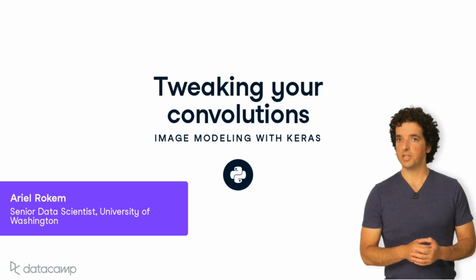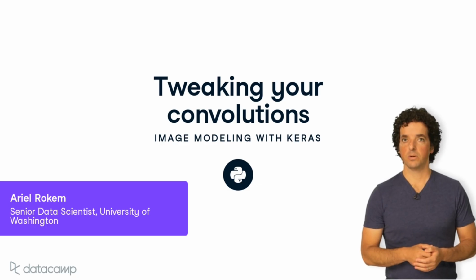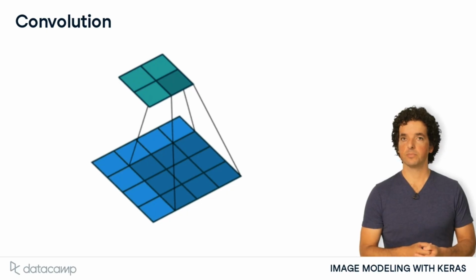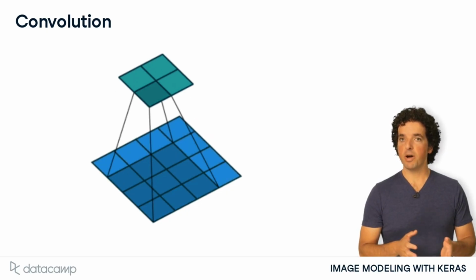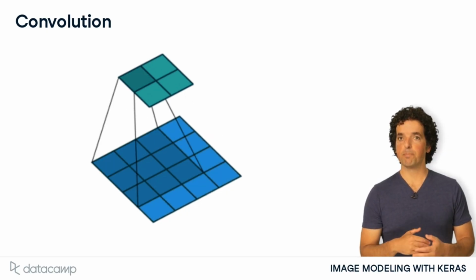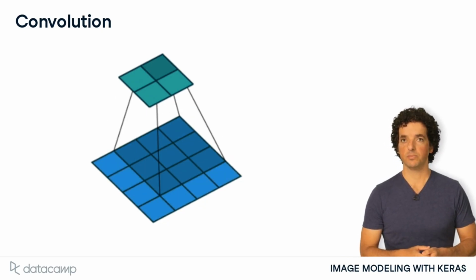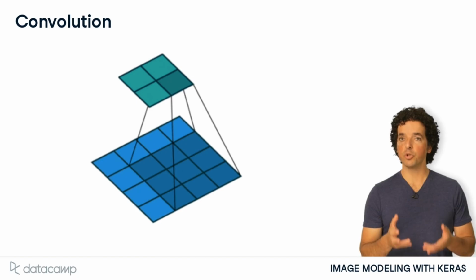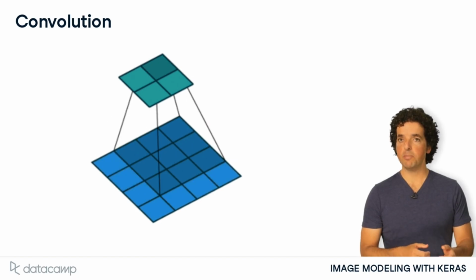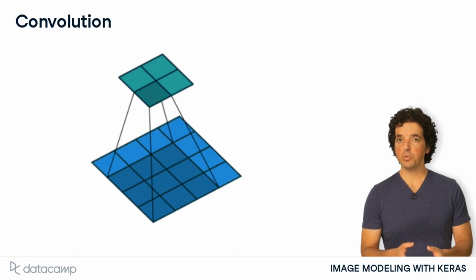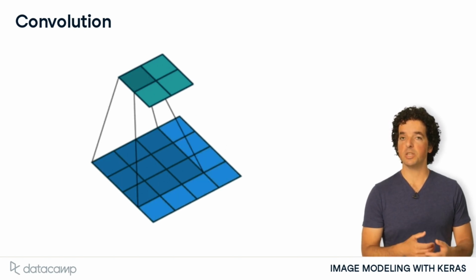Let's talk about the details of convolutions and how you might tweak them to do things slightly differently. This is an animation of a convolution that you have seen before. One thing that you might have noticed before is that the blue input image is larger than the green output image. This is because the convolution kernel has the size of 3 by 3 pixels. In this case, it converts a 3 by 3 window into 1 pixel in the output image.